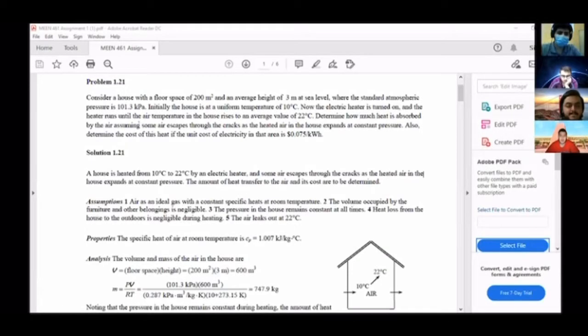1.3 kilopascals. Initially, the house is at a uniform temperature of 10 Celsius. Now the electrical heater is turned on, and the heater runs until the air temperature in the house rises to an average value of 22 Celsius. Determine how much heat is absorbed by the air, assuming some air escapes through the cracks as heated air in the house expands at a constant temperature. Also, determine the cost of this heat if the unit cost of electricity in the area is $0.05 per kilowatt hour.